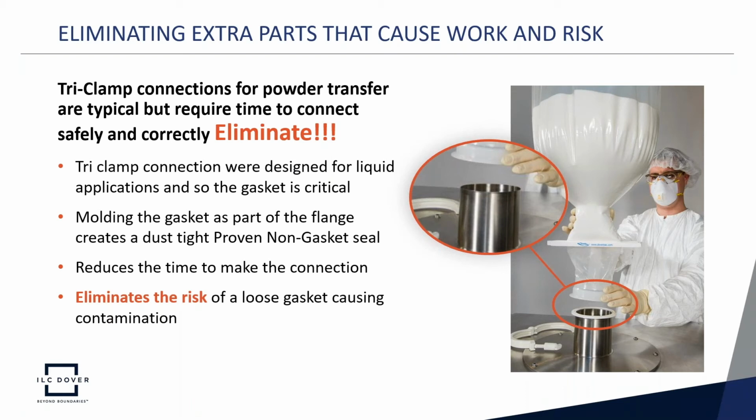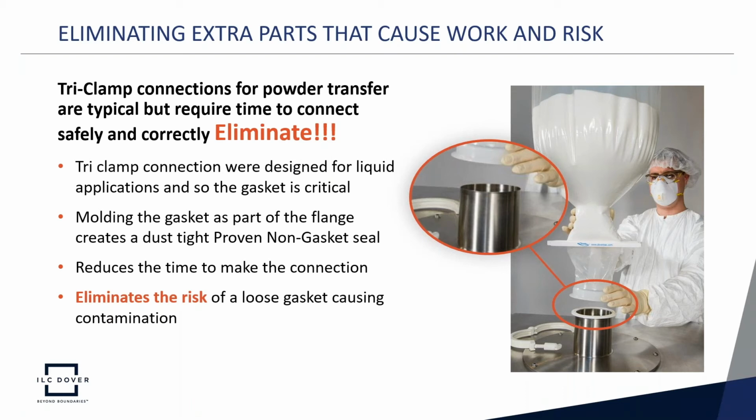Well, the tri-clamp was designed for liquid applications, and so the gasket is critical in those applications. With a powder transfer, this really isn't necessary to have the separate gasket, and what has been done on the EZ BioPac is to mold that gasket into the tri-clamp flange, which still gives us that very nice powder seal. This reduces the time to make the connection because we don't have that extra part that we have to position and then bring the powder bag into place. So we certainly save that, and we also reduce the risk that gasket is loose.